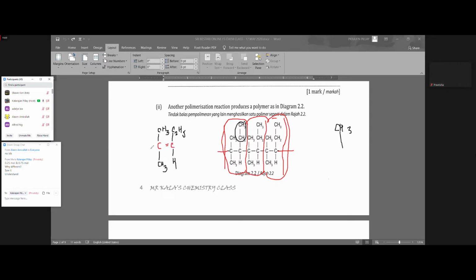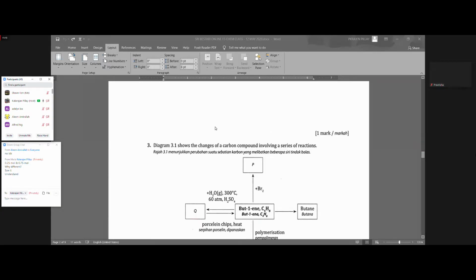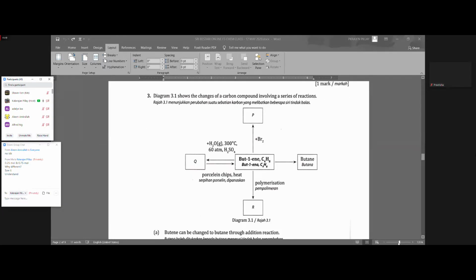Okay, can I continue? I want you to draw this so you know which is the repeating unit. From the polymer, you can identify your repeating unit. Continue next page. So they ask you to draw a structural formula of the monomer. Let's try one more, another flow chart. Let's try this one first.